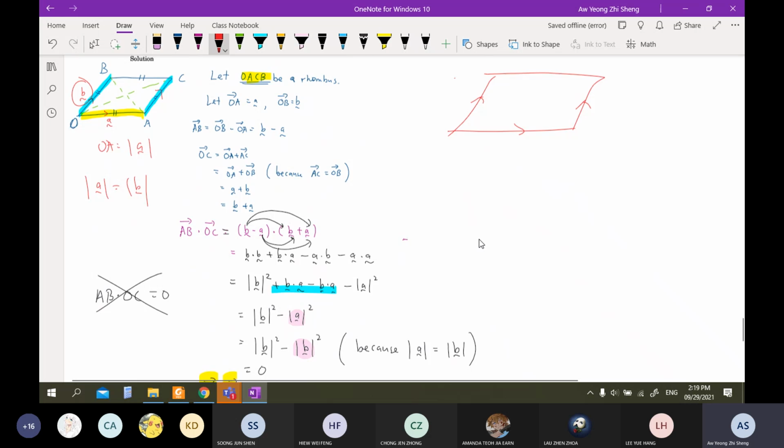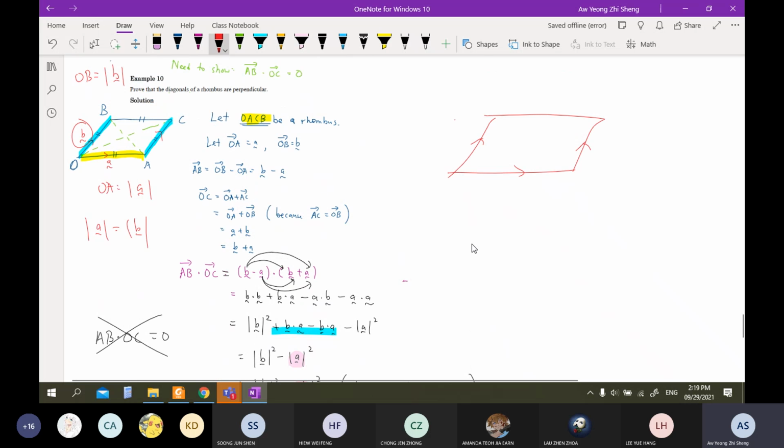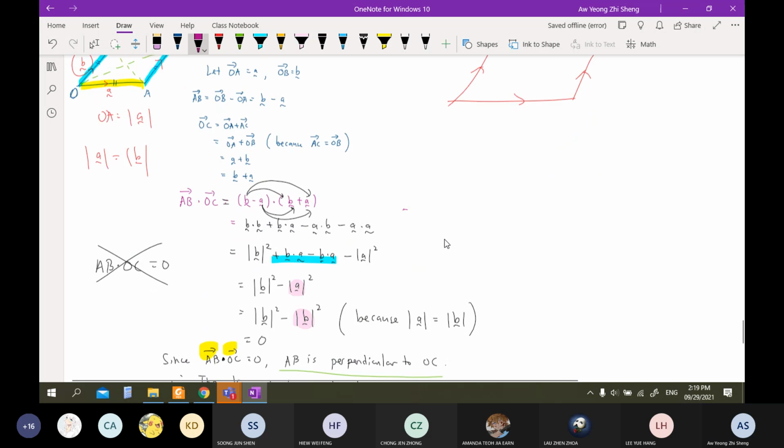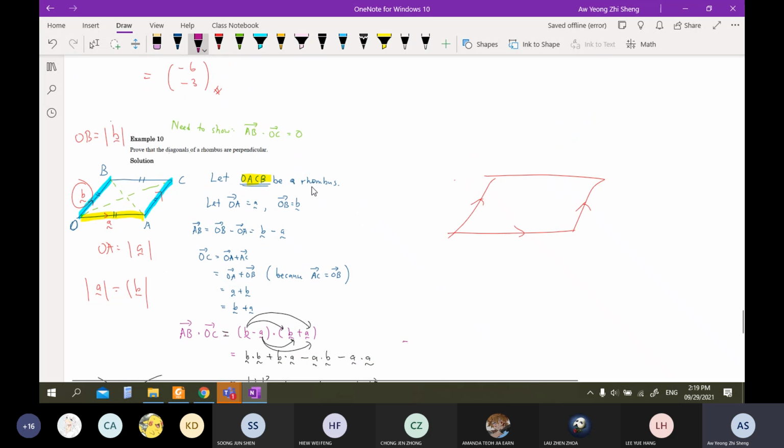Is the diagram part of the working in this question? Yes. In this question, yes. Or else it's hard for the reader to follow what you're doing.